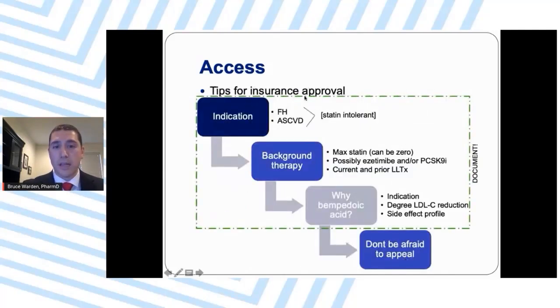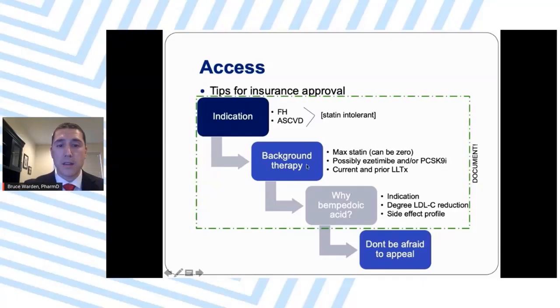Tips for insurance approval. I get this question all the time. Bruce, what is the secret to getting XYZ drug approved? And really there isn't one. Nor is there a magic wand. I have a process that when followed works very well. And so again, this can be applied to bempedoic acid or really any other branded cardiovascular drug. And so the first is making sure we're prescribing under the FDA approved or clinical indications recommended in the clinical trials. So FH and or ASCVD with bempedoic acid, though by default, many of these patients will be statin intolerant. Statin intolerance in and of itself at this point is not an approved indication.